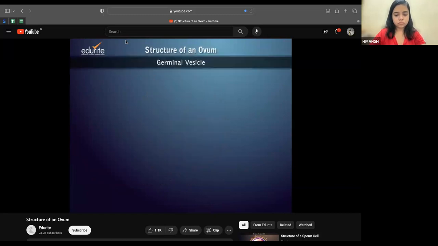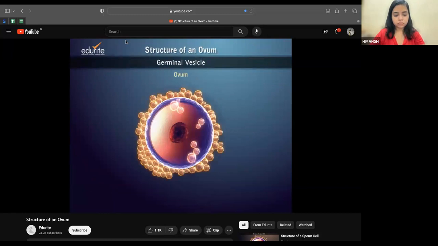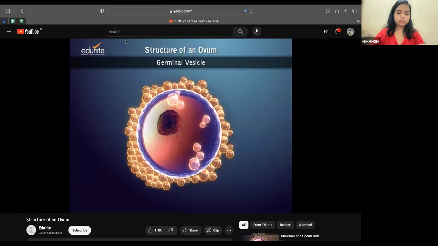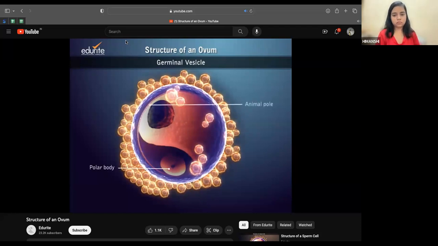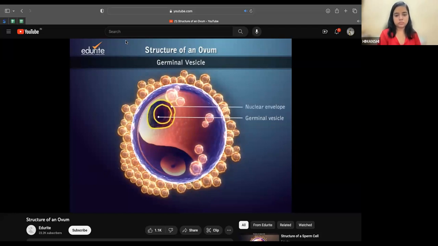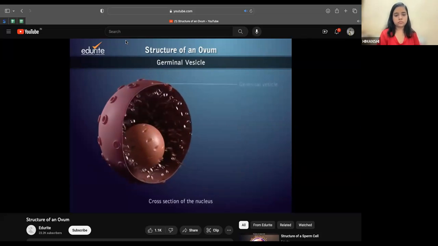Germinal vesicle. The nucleus is called the germinal vesicle. The germinal vesicle is large and spherical and initially occupies a central position. But as the ovum grows, it becomes eccentric in position. So, the human egg has polarity. The part of the ovum with the nucleus and the polar body is called the animal pole, and the other part is called the vegetal pole. The structure of the nucleus of the ovum is the same as that of an ordinary cell and is enclosed in a nuclear envelope. Within the nucleus is a well-defined nucleolus known as the germinal spot.